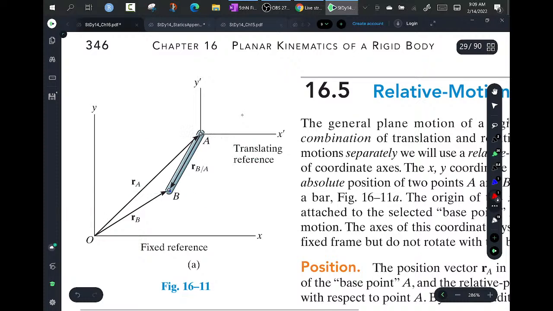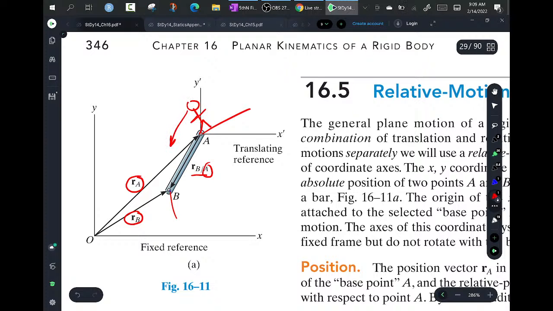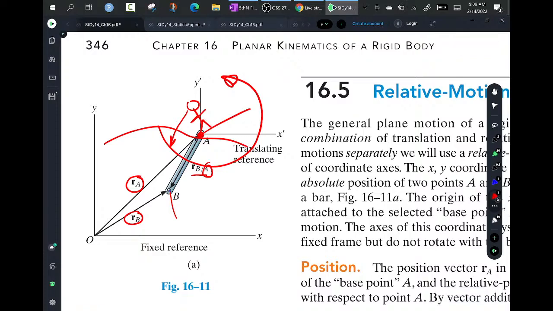So what he's set up is a way to describe a position of some point A and then position of some point B. But if you happen to be sitting on A and looking at B, and it's a rigid body, the only thing you'll see is it rotating. If you're stuck on A, now you may be moving somewhere, but that's all you'll see.